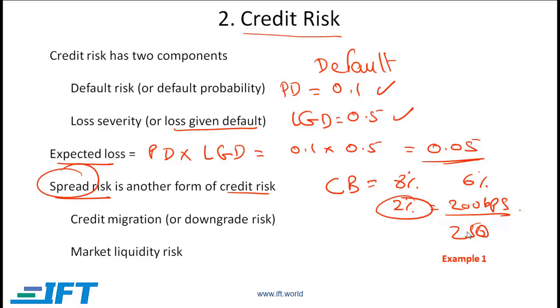And the curriculum gives us two broad reasons why this spread might widen. One is called credit migration or downgrade risk. So if the risk of a particular bond or issuer being downgraded goes up, then obviously the spread will increase. The other issue is market liquidity risk. So if there is a risk that the market liquidity of the bond goes down, then obviously that will also increase the spread. So these are simply two factors that can contribute to spread risk.